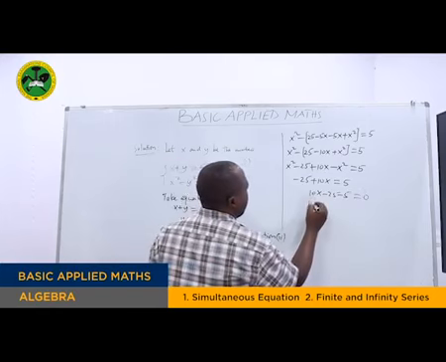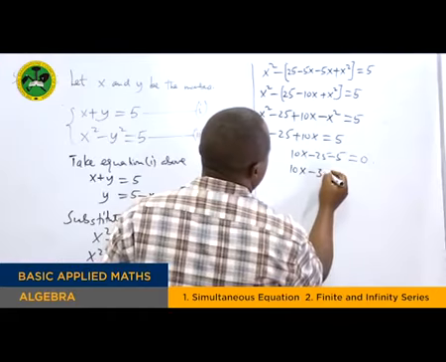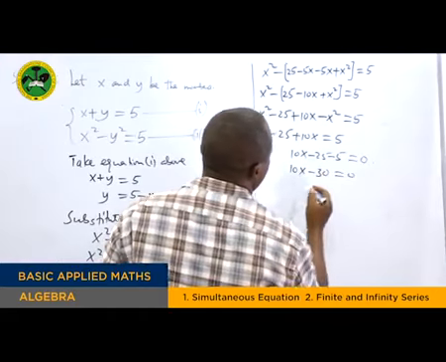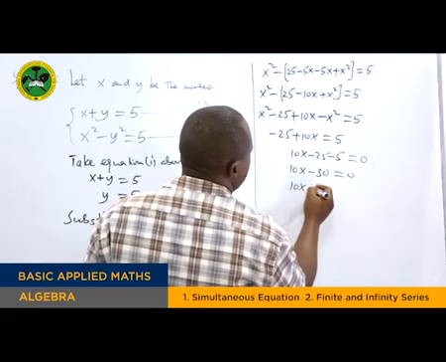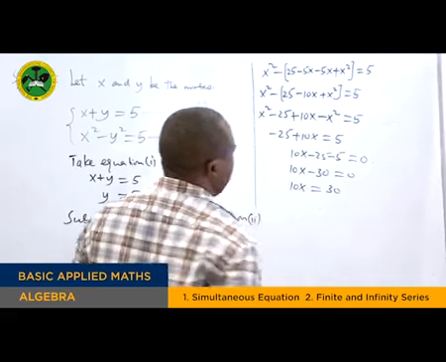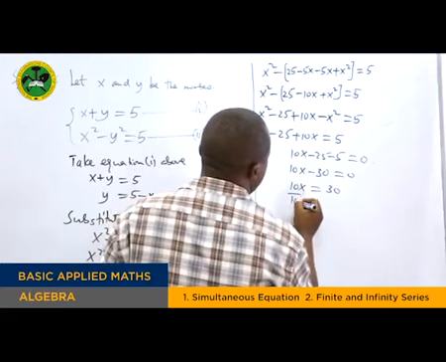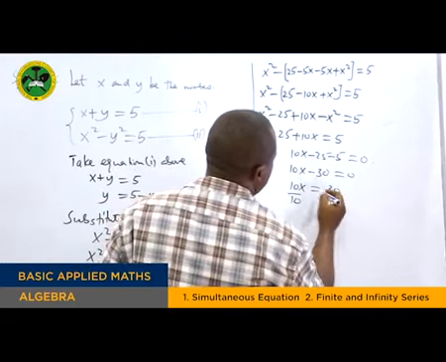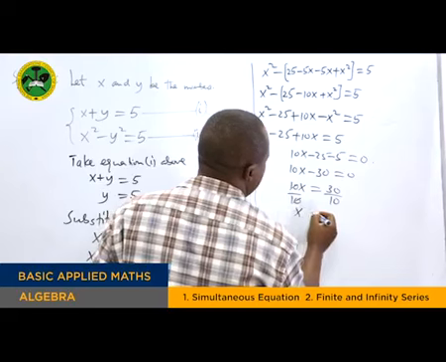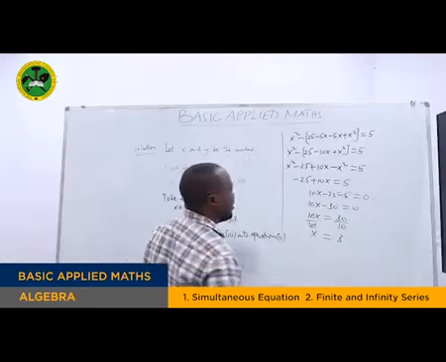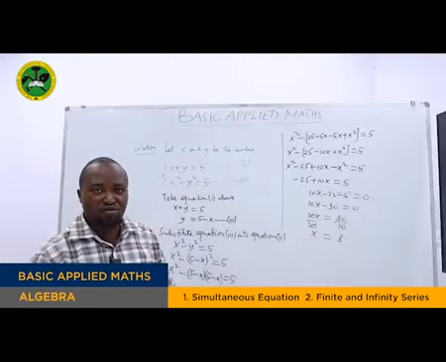That is 10x minus 30 is equal to 0. So we have 10x is equal to 30. Now on dividing by 10, that is 10 divided by 10, we have x is equal to 3. Now we have the value of x.